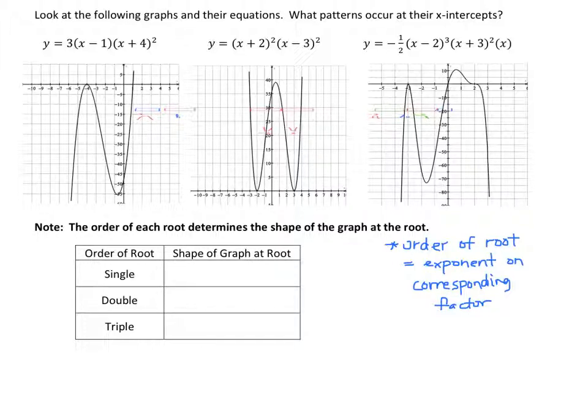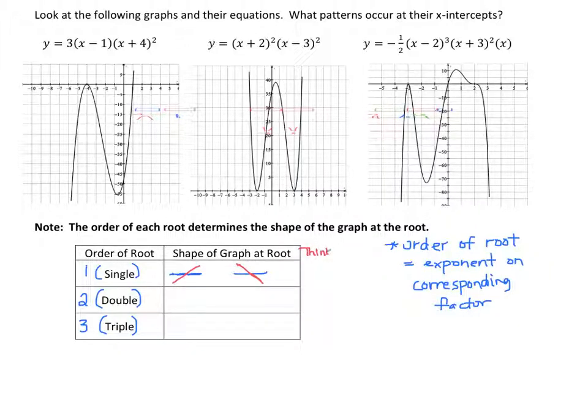So under order of the root, I notice I've used the word single, double, triple. When the order of the root is 1, we generally call that a single root. When the order is 2, we call that a double root. And when the order is 3, we call that a triple root. So for your single roots, those were the ones I had marked off in blue in the previous 3 examples. Notice your graph will always sort of pass directly through the root, as we said, in sort of a straight line fashion.